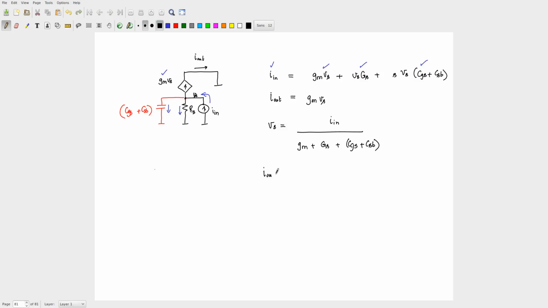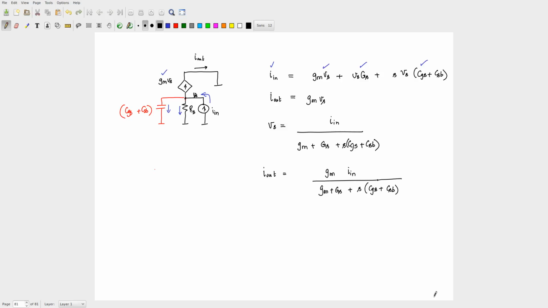Good. You will get an S grade for that. So your I out is nothing but Gm times In divided by Gm plus Gs plus s times Cgs plus CSB. Okay. So what are the characteristic features of this? What's the order of this transfer function? 1. All your previous transfer functions, what was the order? 2. So this is definitely easier, right?